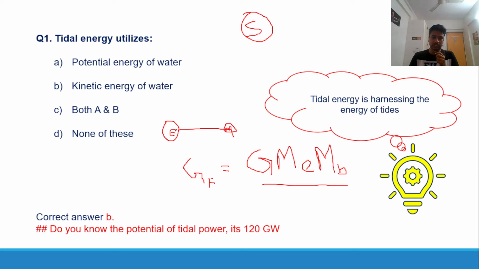Make sure this distance is taken from center to center. If we are taking the distance from earth to sun, it should be between the center of the sun and the center of the earth. So we write this distance as R_S squared. So we see that gravitational force is inversely proportional to the square of the distance between these two bodies.